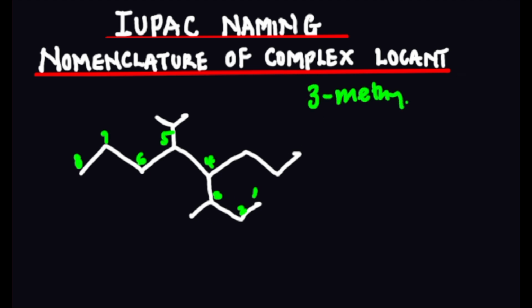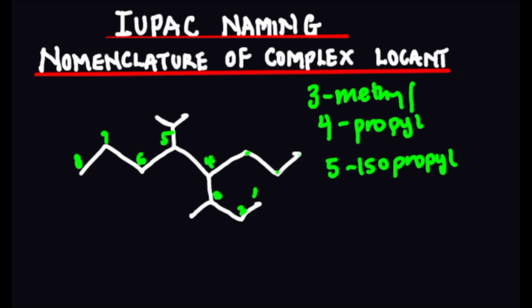Let me just write this out. Then on position 4, this is going to be 1, 2, 3. This is propyl. That's what we have on position 4. Then on position 5, we are having isopropyl. That's what we have on position 5.